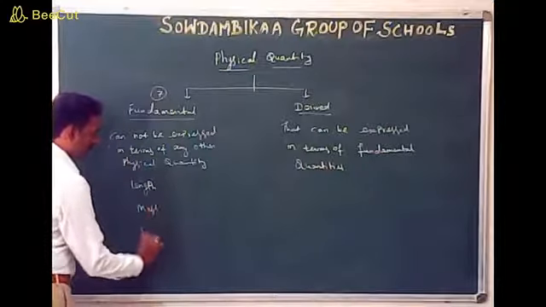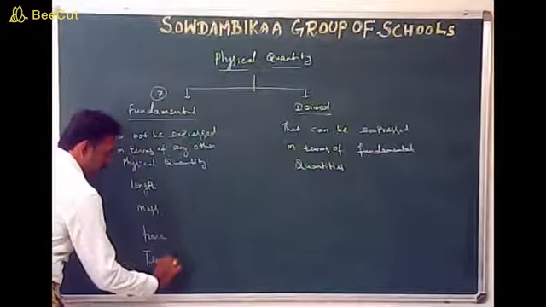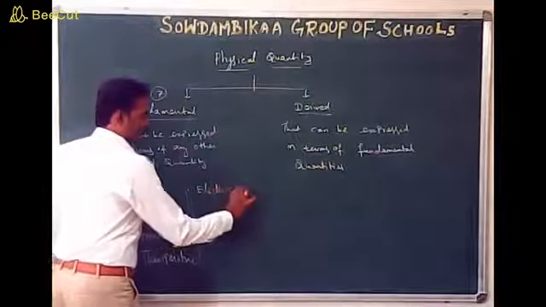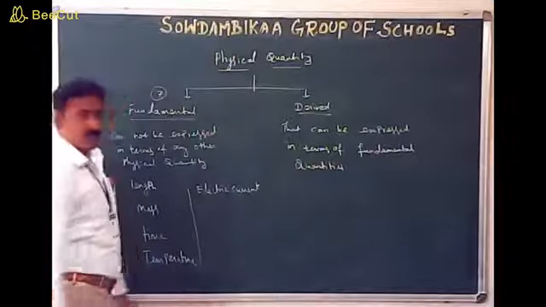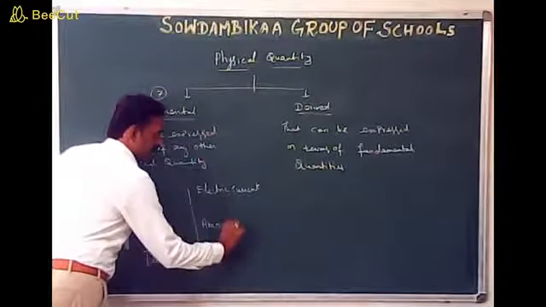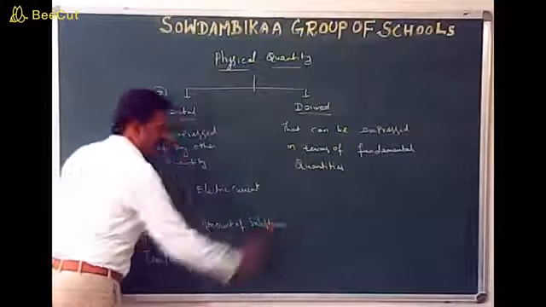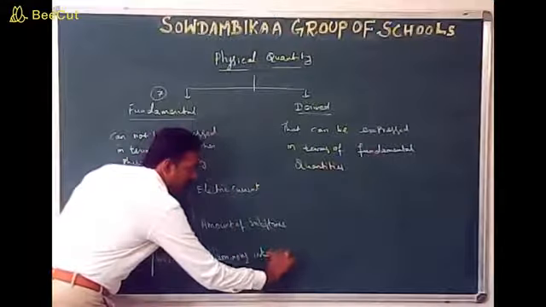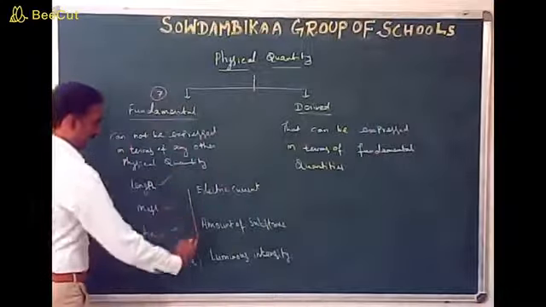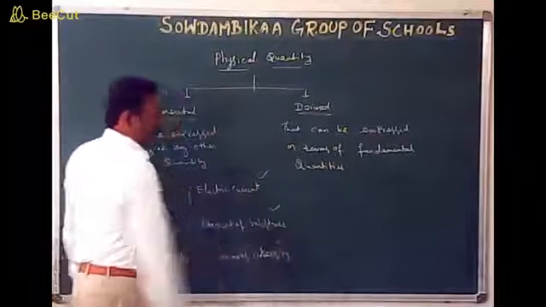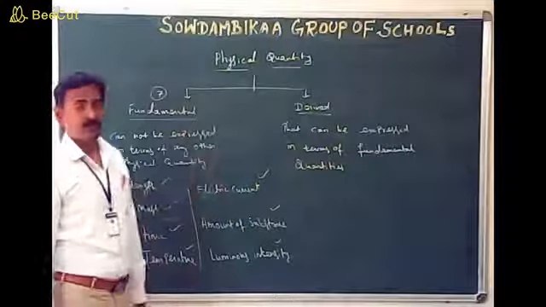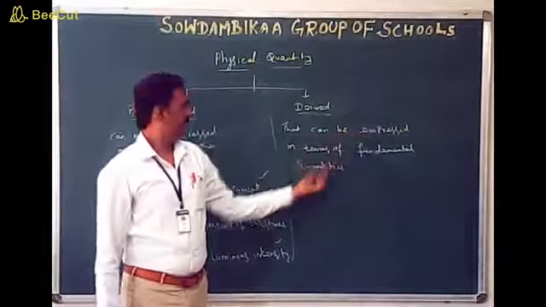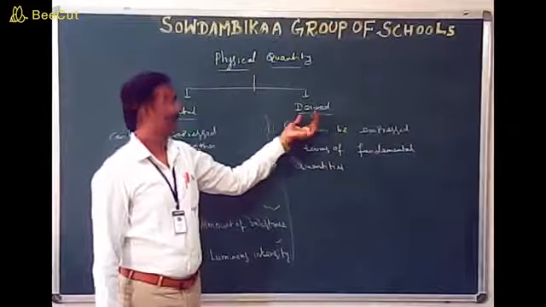Mass, time, temperature, then electric current, luminous intensity and amount of substance. Look at that: length, mass, time, temperature, electric current, amount of substance and luminous intensity. These are the 7 fundamental physical quantities. Using these 7 fundamental physical quantities, we can express any other physical quantity. They all come under the category of derived quantity.